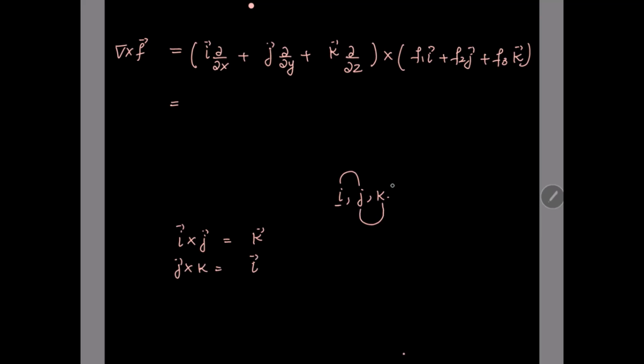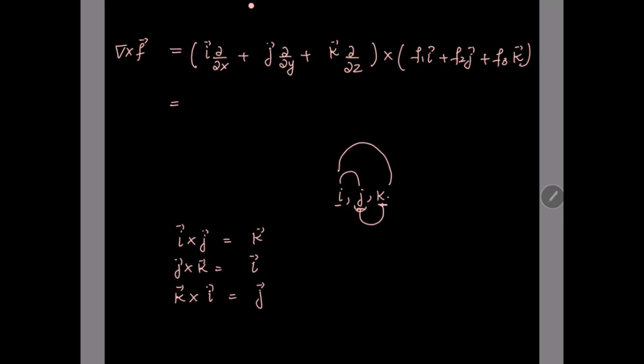Then again, if I take the cross product of k with i, then the j unit vector will be the answer. Is it clear? See the sequence. Cross product of i with j is k. Next one, cross product of j with k is i. The next one, cross product of k with i is j.